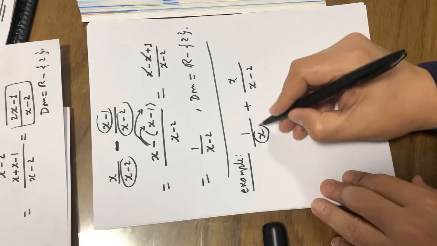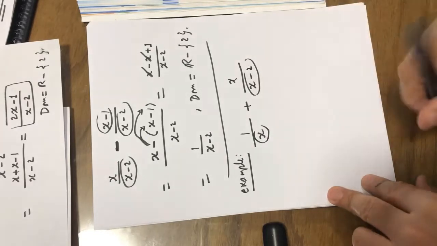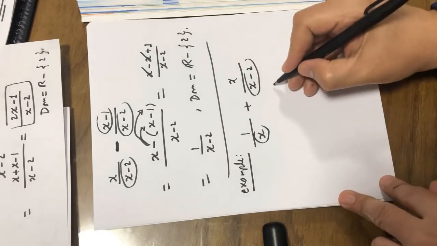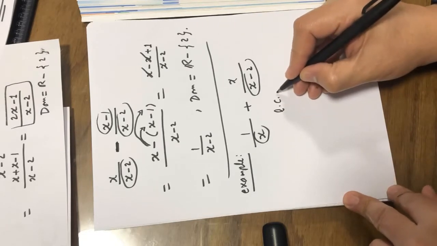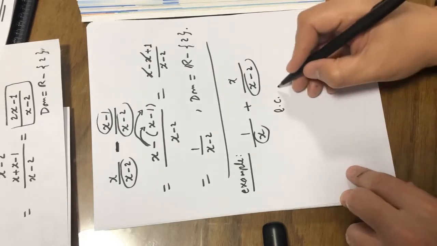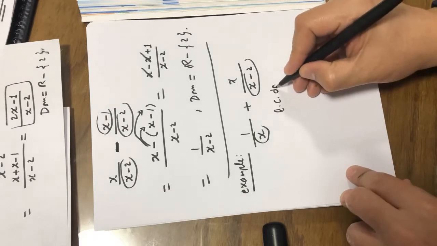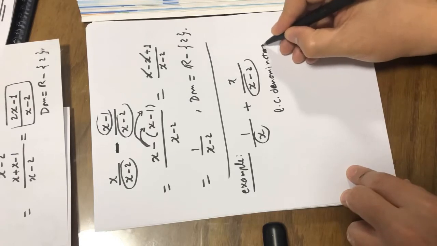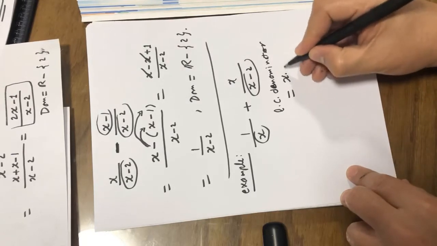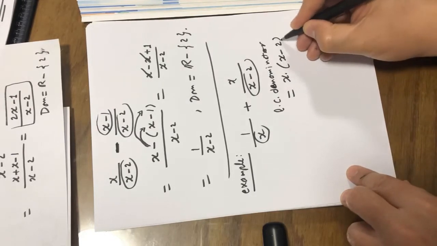So here the x is different from this. So we have to get the common denominator. It's called the least common denominator, least common multiple. The least common denominator is their product, x times x minus 2.